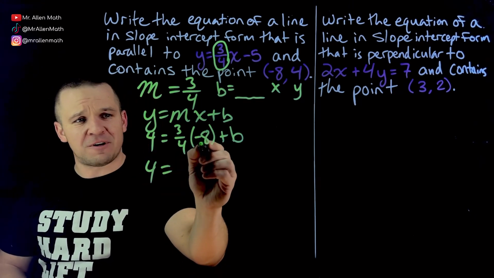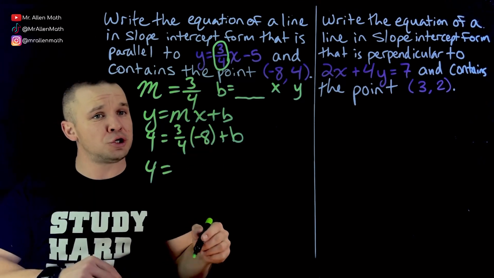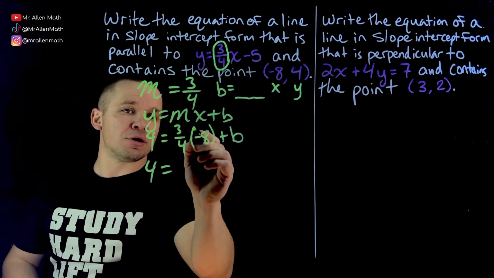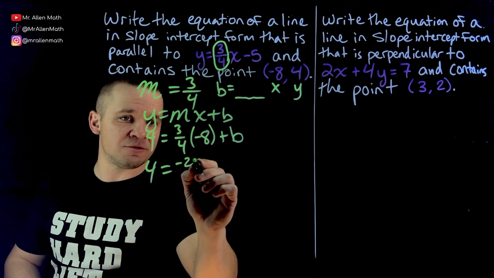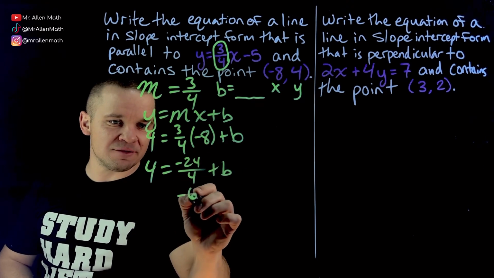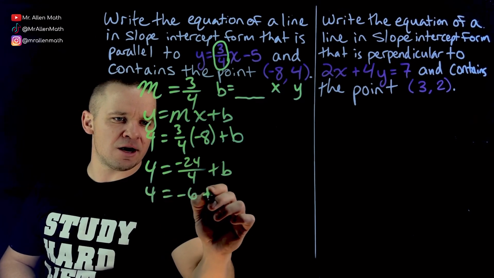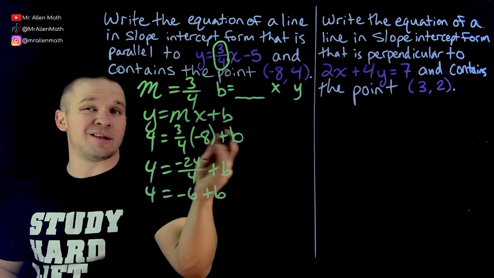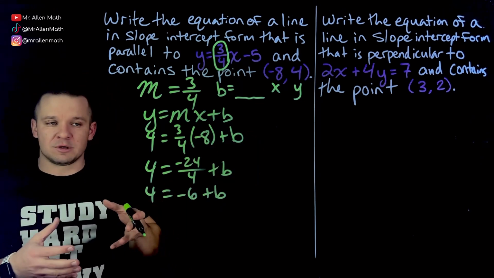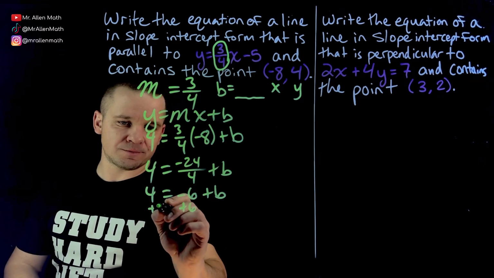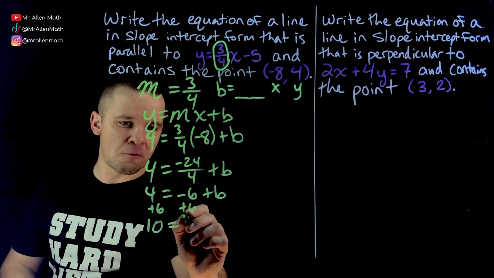You can either simplify it. Negative 8 divided by 4 is negative 2. Multiply that by 3 and I get negative 6. Or you could also do 3 times negative 8, which is negative 24, over 4, and that would give me negative 6 as well. Either way you slice it, it's your call how you want to do the math. I often favor reducing and then just multiplying, to keep the numbers a little bit smaller. Again, up to you guys. Now I'm going to add 6, and I get 10 right here for b.